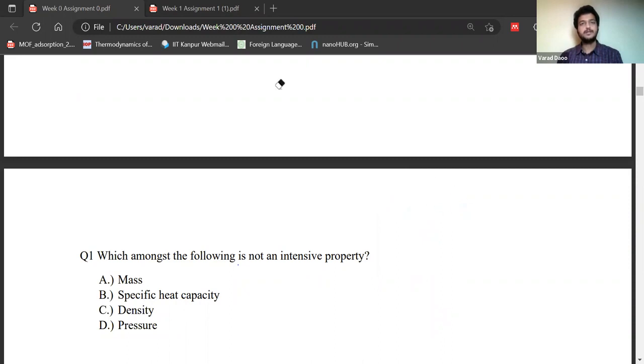We have our answer. The answer is A. This is an extensive property, right? So now we'll move on. If anybody has any doubts, they can ask. Otherwise, I'll wait for 1 minute if anybody has any questions. Otherwise, we'll go.